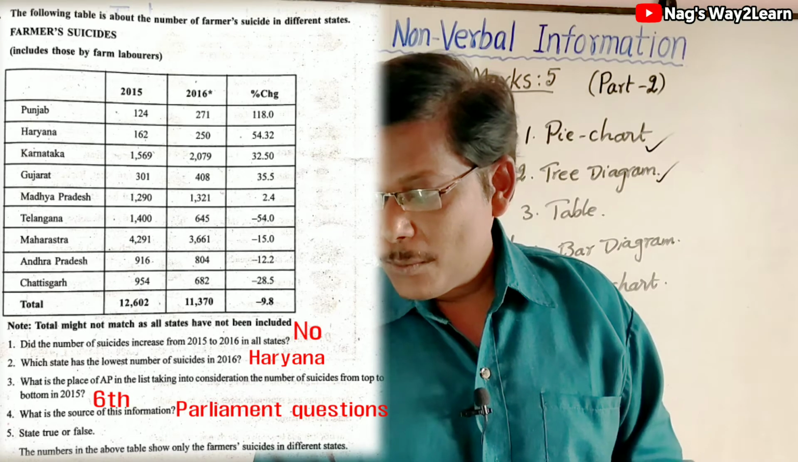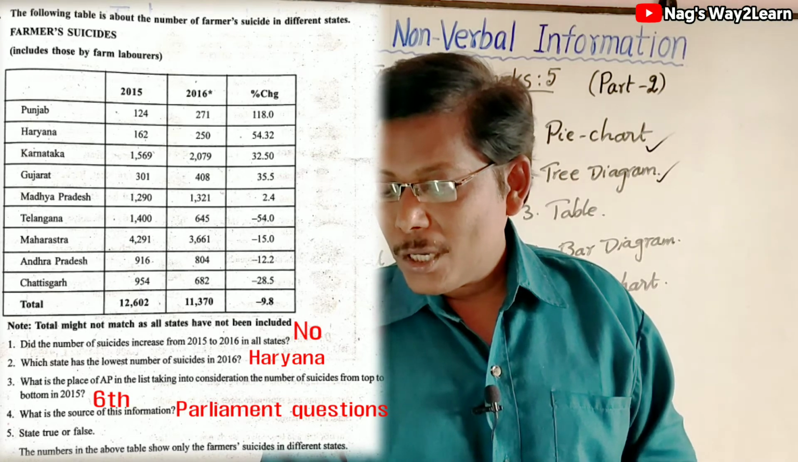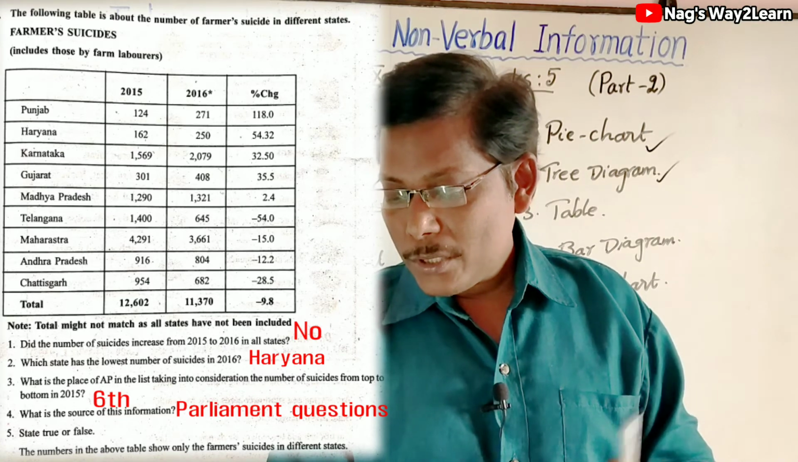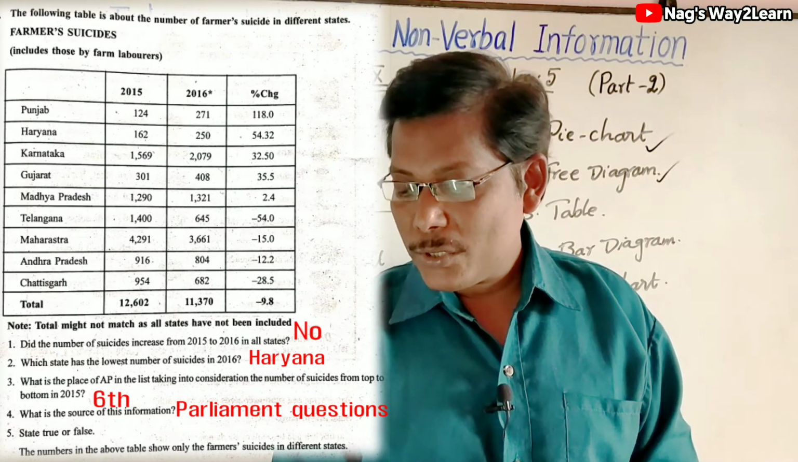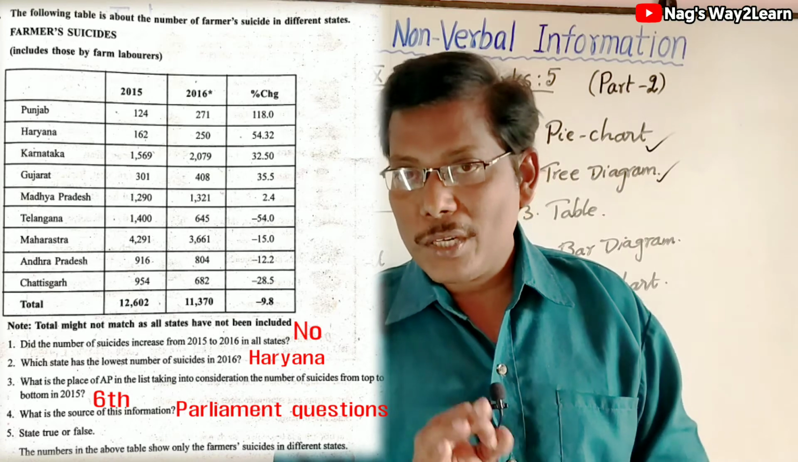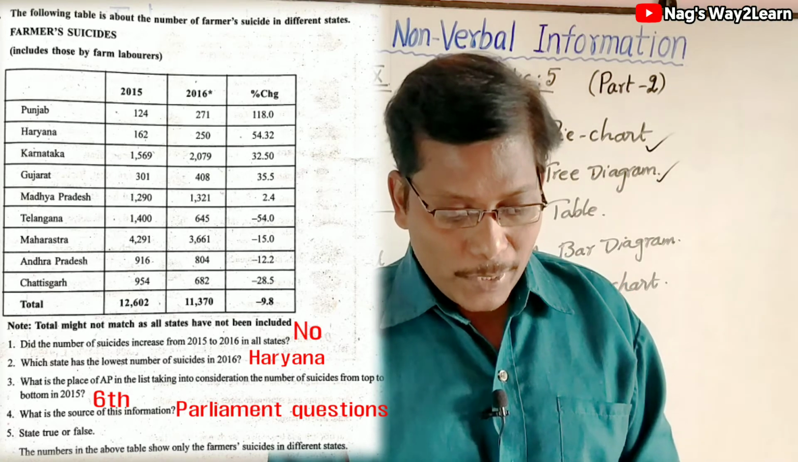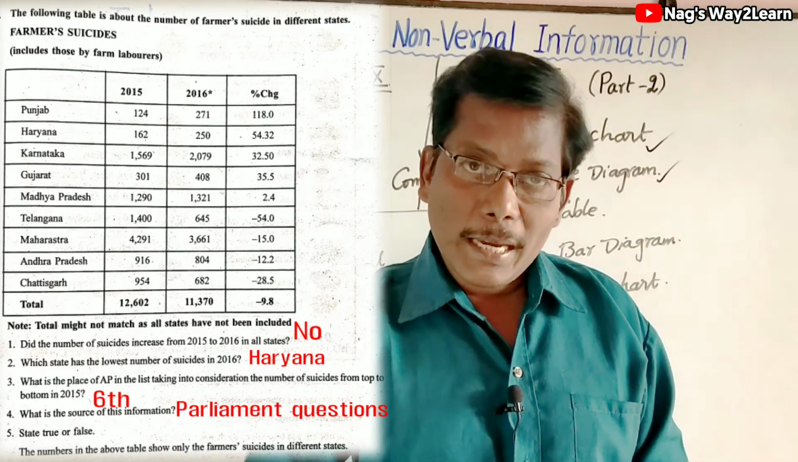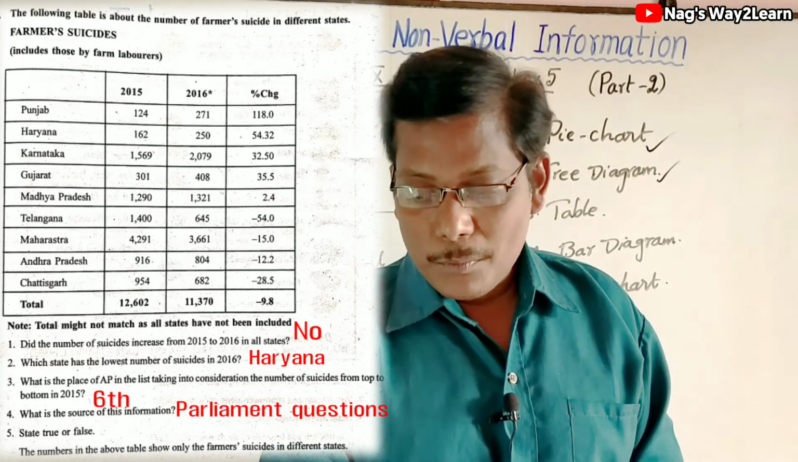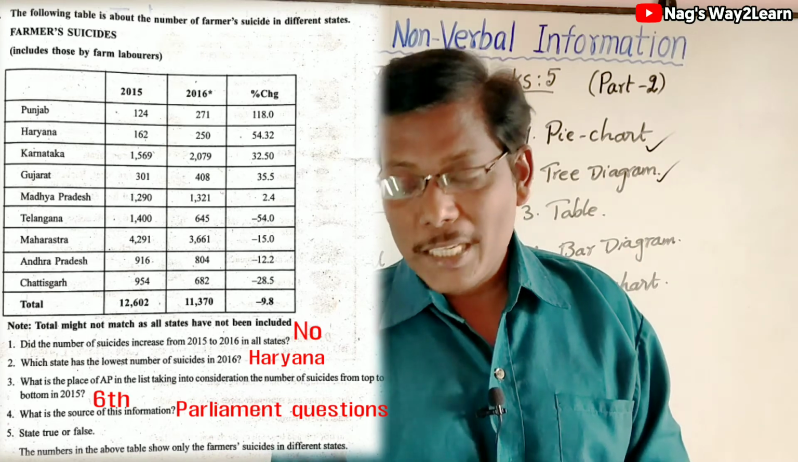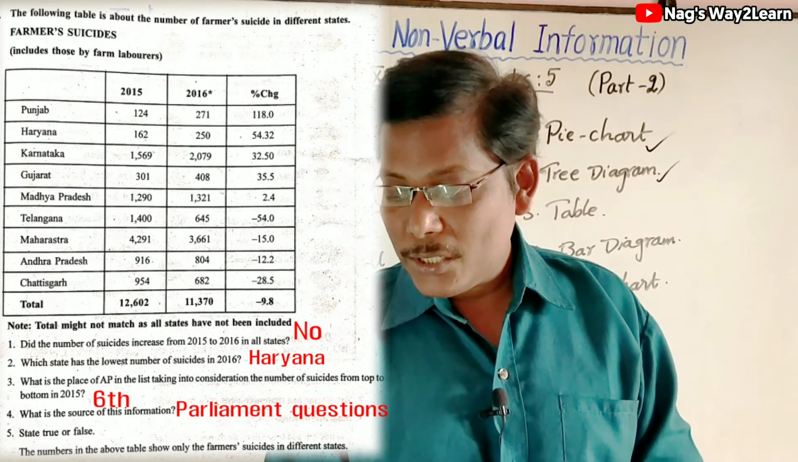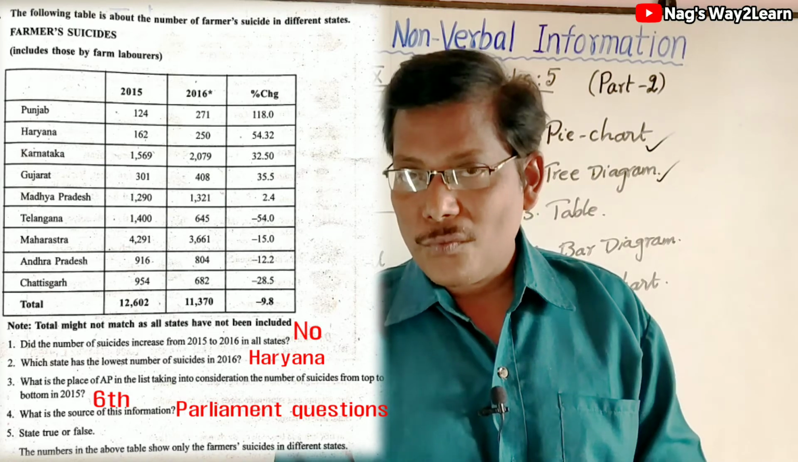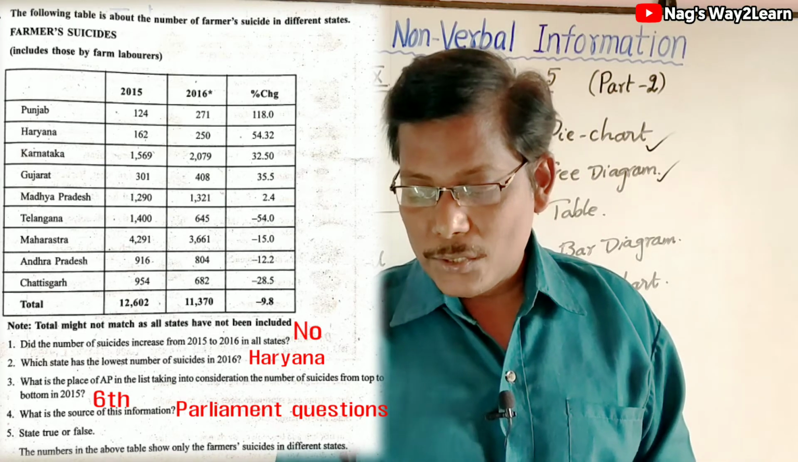The numbers in the above table show only farmer suicides in different states. This is not about only farmers, because at the beginning in the bracket it is said that it includes those by farm laborers also. So these numbers include farm laborers also, but the question says only farmer suicide. So definitely this is false. Okay, so the answer is false.